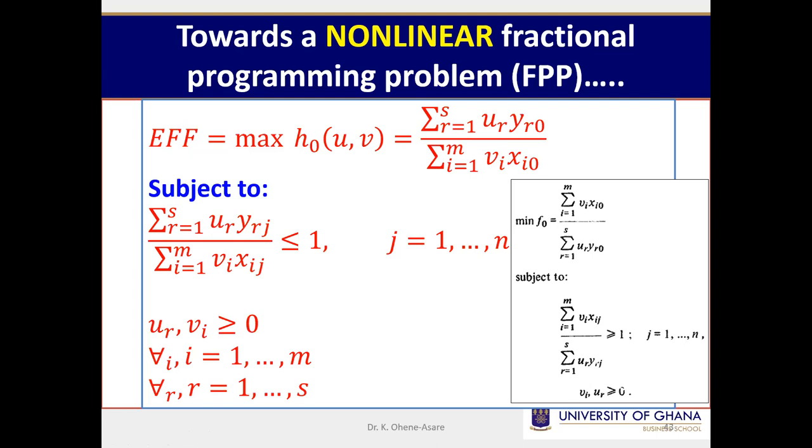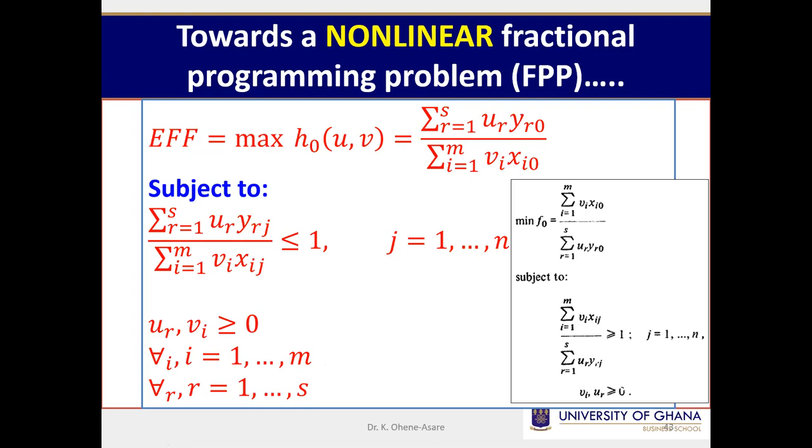Yes, sir. This is a non-negativity constraint. The UR and the VI should be greater than or equal to zero. And of course, the inputs are from one to M and the outputs are from one to S. This VI means for every I, where I is from one to M, and then for every R, where R is from one to S. This is a nonlinear fractional programming model.